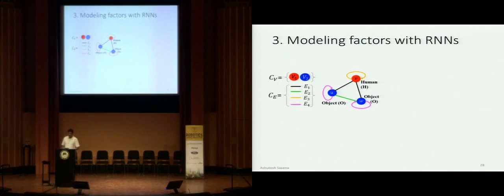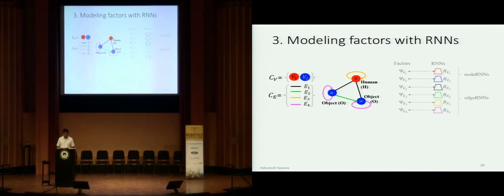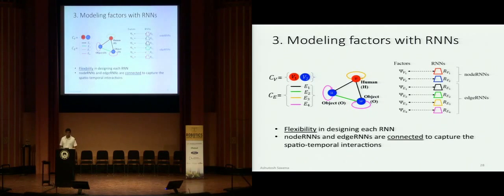Third thing that you do is take your favorite algorithm and put it in. In this case, we used RNNs, and we had different kinds of factors, which are the vertex factors and the different kinds of edge factors. We just replace them with RNNs, with node RNNs and edge RNNs. And there's a lot of flexibility in designing these RNNs. You can choose which RNNs suit which kinds of different edges.